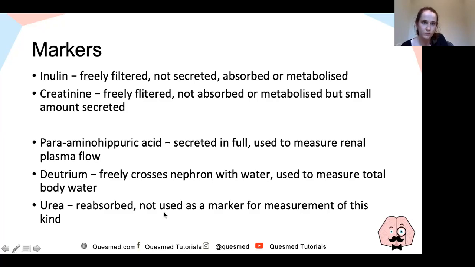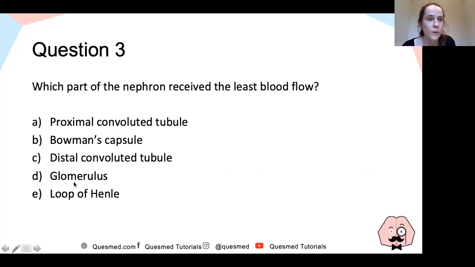Okay. Next question. So question 3. Which part of the nephron receives the least blood flow out of the following? Is it A, the proximal convoluted tubule, B, the Bowman's capsule, C, the distal convoluted tubule, D, the glomerulus, or E, the loop of Henle? We'll give you another 20-30 seconds to answer that one.